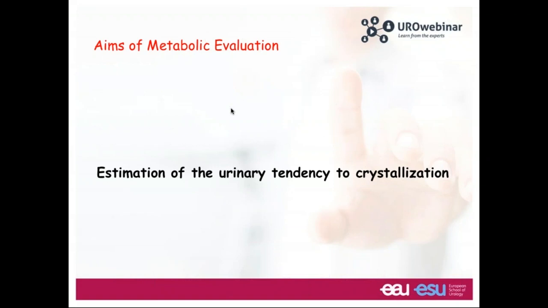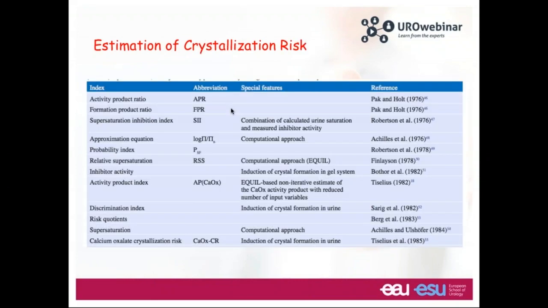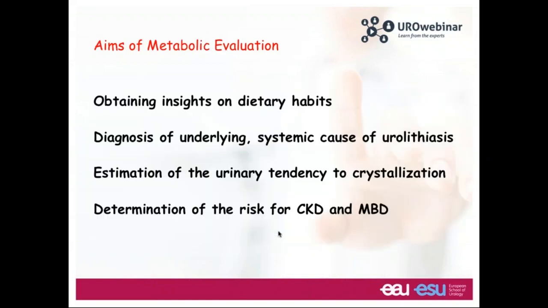The third thing that we need to discuss with our patients is to estimate the urinary tendency a specific patient has to crystallization. How do we do that? There are several indices that you can use, and you see them on the table. Is this for common practice? I wouldn't say that this is used in common practice, but you can use them if you want, or you can use them for scientific purposes. If you ask me how often I use these indices in my clinical practice, not that often.